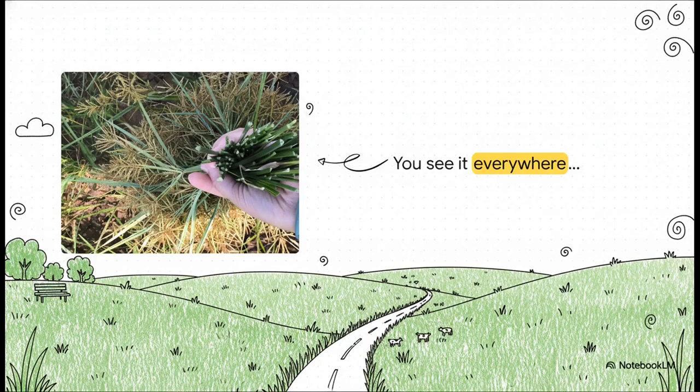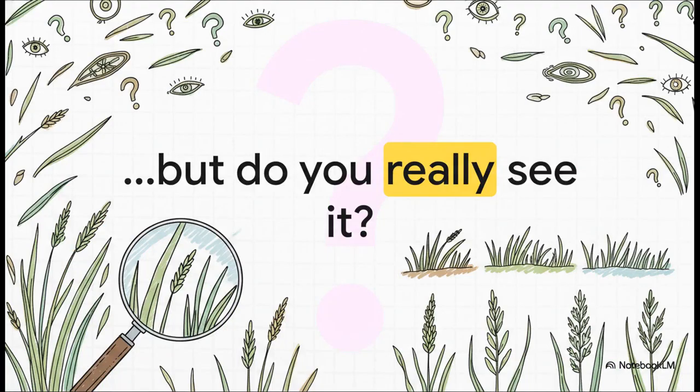Okay, so think about it. Grass is just the backdrop to our lives, right? It's in our lawns, our parks, all those fields we drive by. It's so common, so absolutely everywhere that we kind of stop seeing it. It just becomes invisible. But what if I told you that what you're looking at isn't just grass? It's actually this huge, complex, and super diverse family of plants, and every single one has its own unique signature. So the real question is, are you really seeing the details?